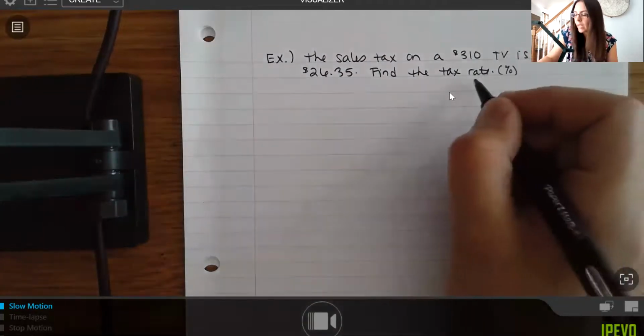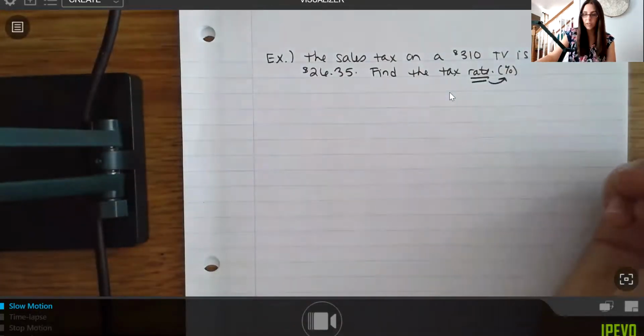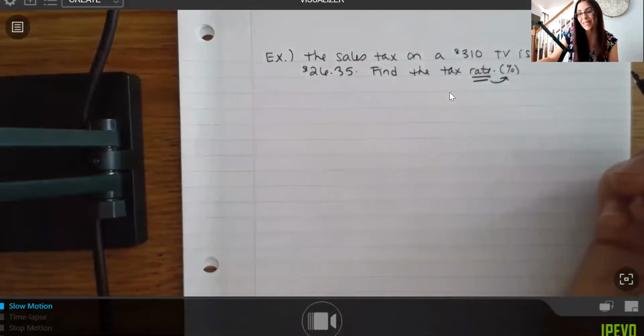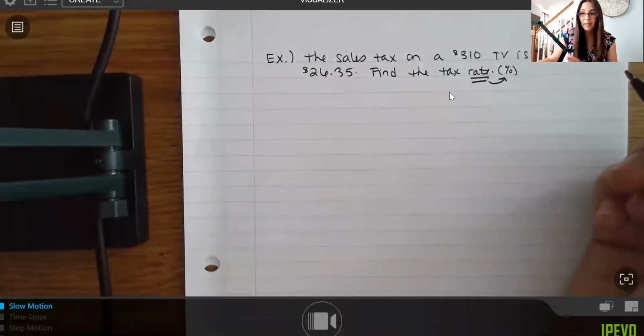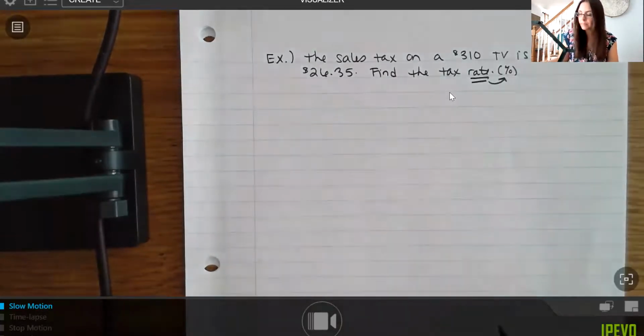Now, when you hear that word rate, just as a reminder, the word rate is often used interchangeably with percent. So we have lots of different rates, and oftentimes it does mean percent. So it's just something to keep in mind.